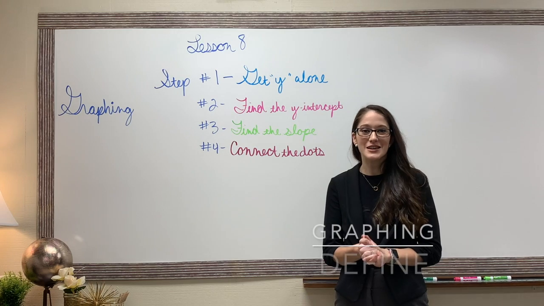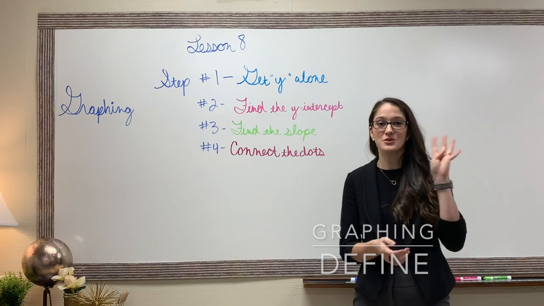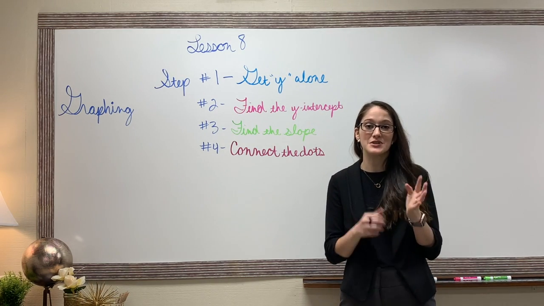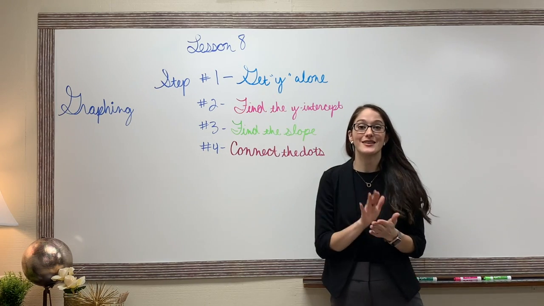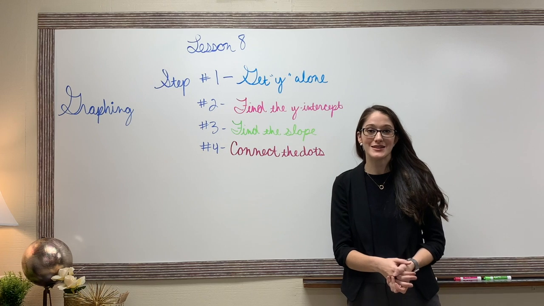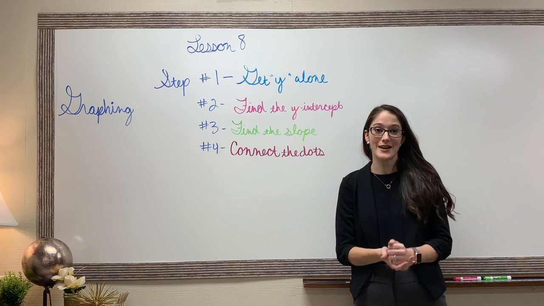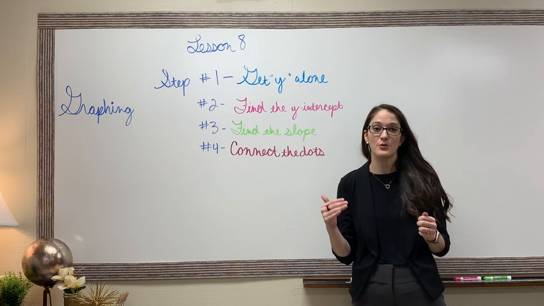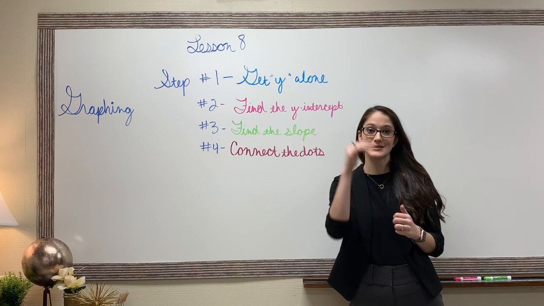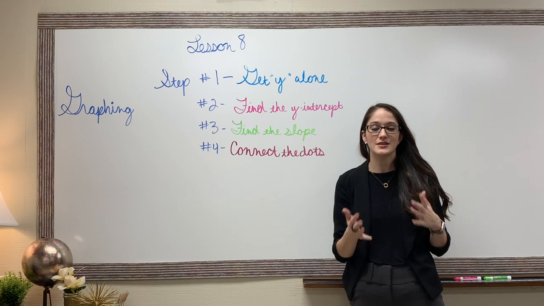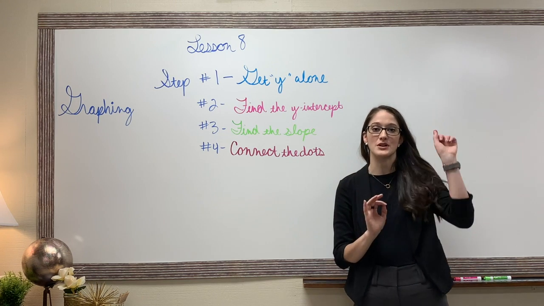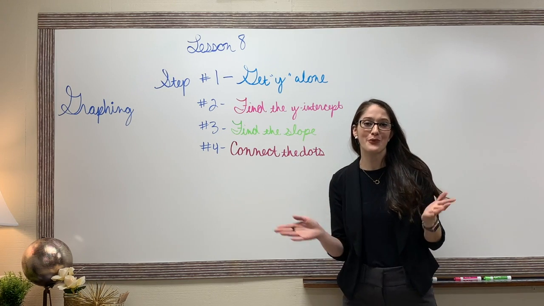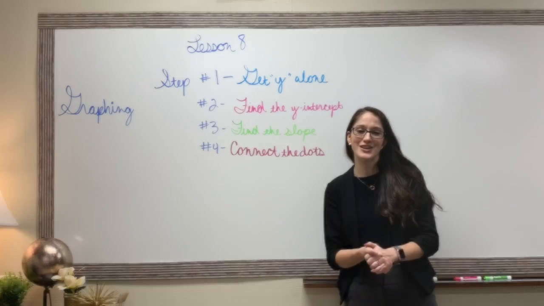Our second concept in this lesson is graphing, and I want you to remember there are only 4 steps to graphing a simple line. Step number 1, get the y alone, get it all by itself. Step number 2, find the y-intercept. That's going to be our point where our line's going to cross our y-axis. And then step number 3, find the slope. That's going to be the rate or the pace of change going from one point to the next. And then step number 4 is just connect the dots, and then you're done.